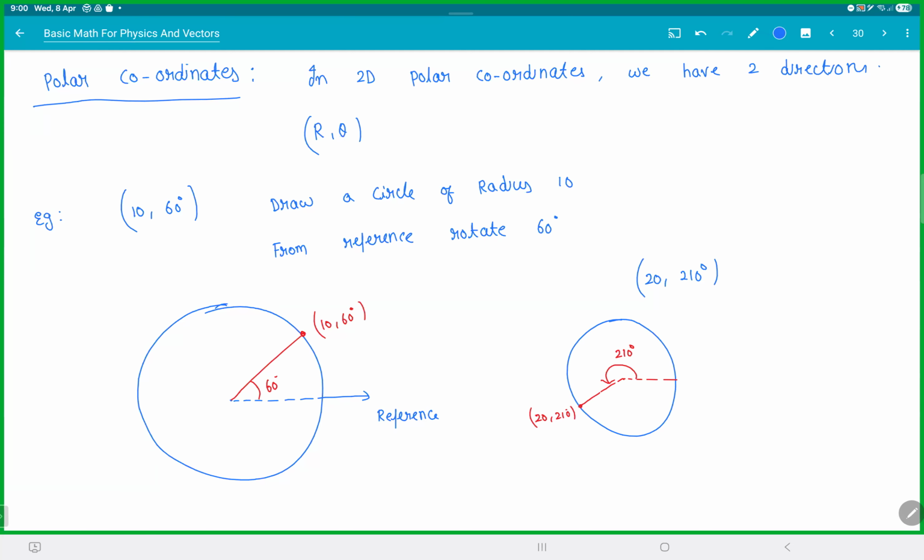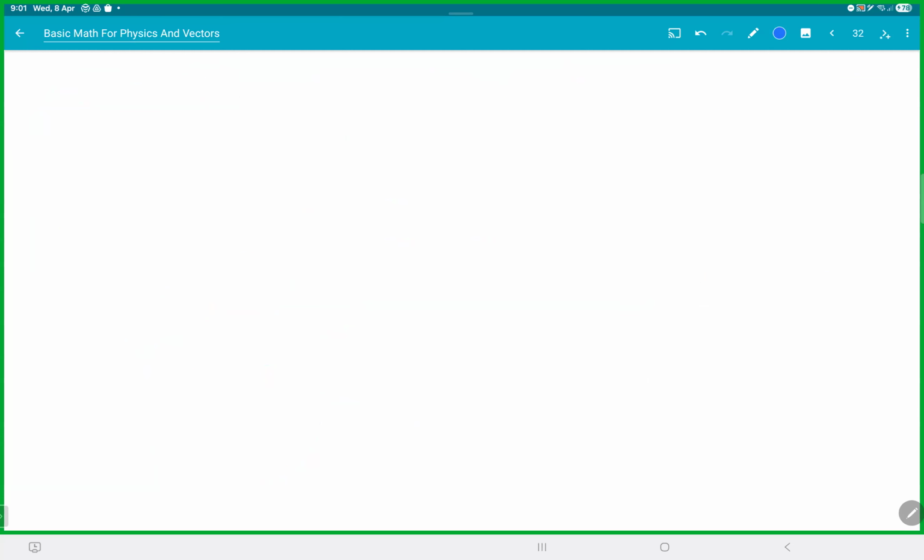Got this? Now what if I give you polar coordinates and I want to find Cartesian coordinates? That also happens. So the relation between polar and Cartesian coordinates.